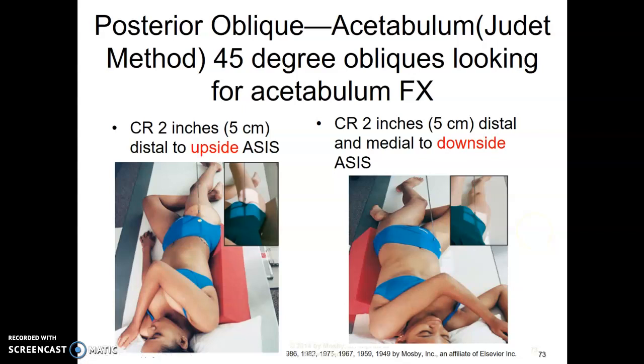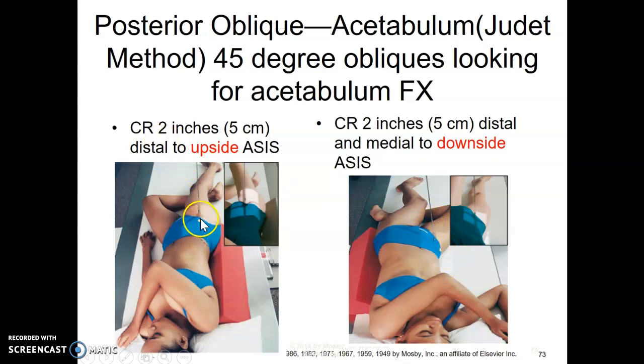All right, the posterior obliques for pelvis, we call those the Judet method or Judet views. They're 45-degree obliques, and we're looking at the acetabulum. So we normally do an upside and a downside of the same side. So you can see how she is obliqued LPO, and the right side is up on this one. And then she's turned RPO, and now it's a downside, but they're both of the right side, okay?